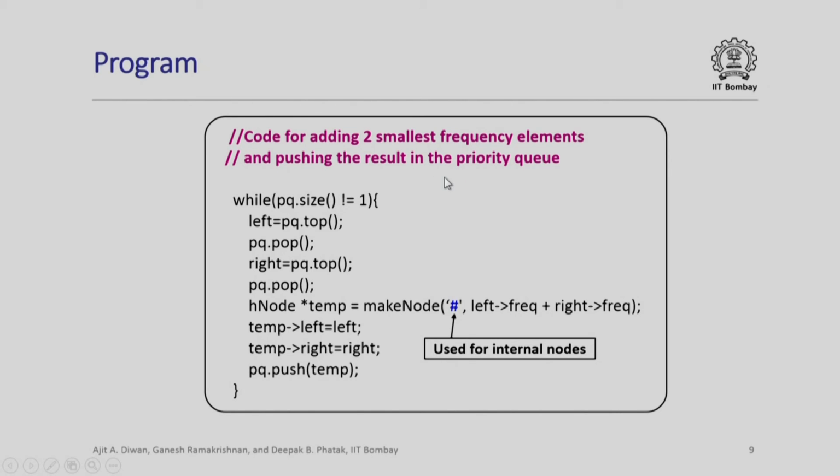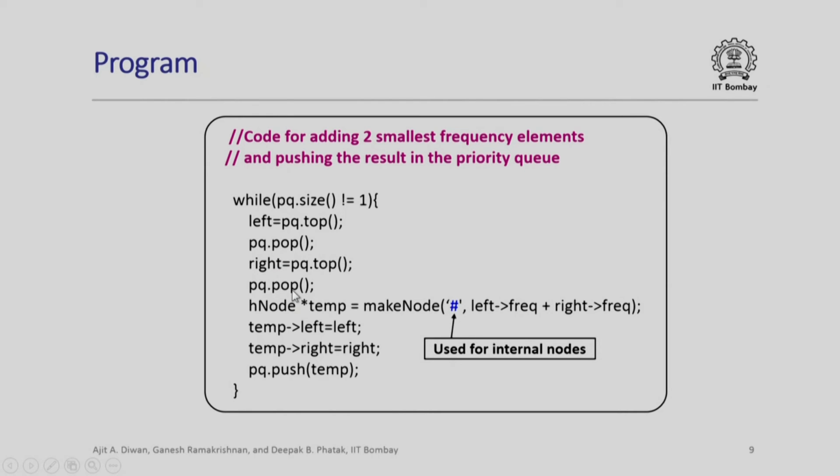Now, all that we do is we check whether the size is not equal to 1. That means we have a number of things to look at. Whatever is the current PQ, we look at PQ.top and assign it to left and pop it out. Then we look at PQ.top again, assign it to right and pop it out. So, two elements have popped out of our priority queue, one we are calling left, another we are calling right.